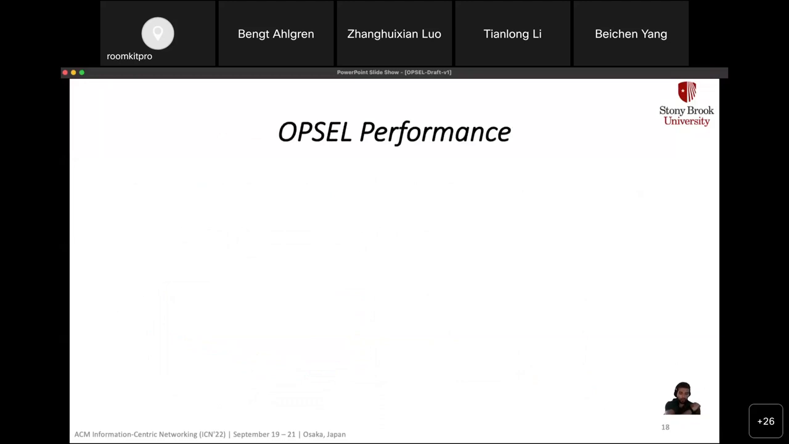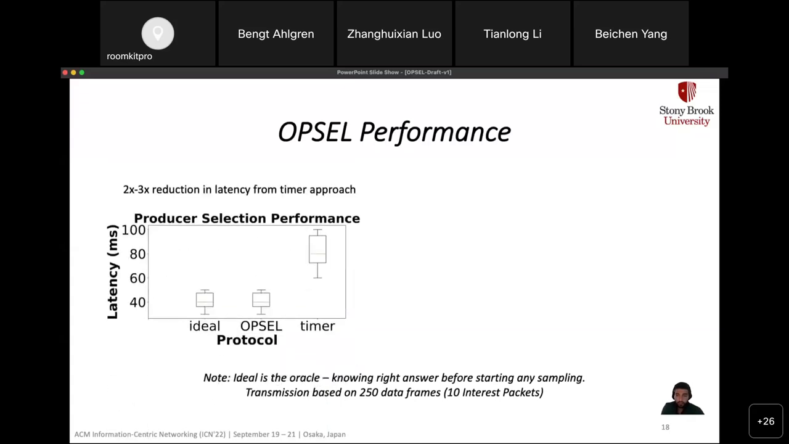And then after that, we started evaluating how our system performs based on sampling multiple producers. We tested first using a timer. This is a long timer performance, based on 10 interest packets pipelined back to back. Each of them is 25 data frames, a total of 250 data frames. Ideal is Oracle, as in someone who knows beforehand which producer should be selected.